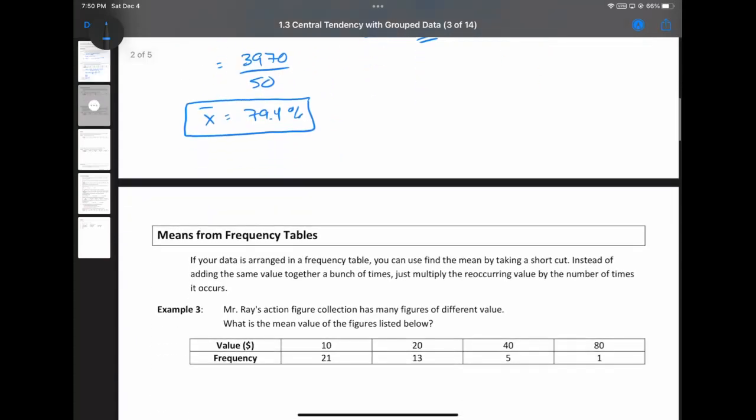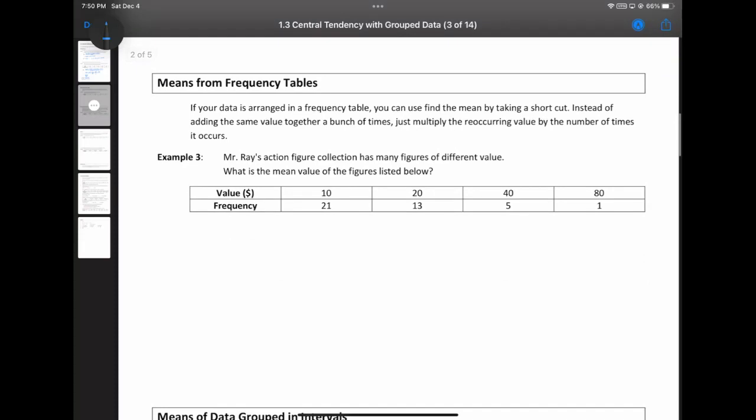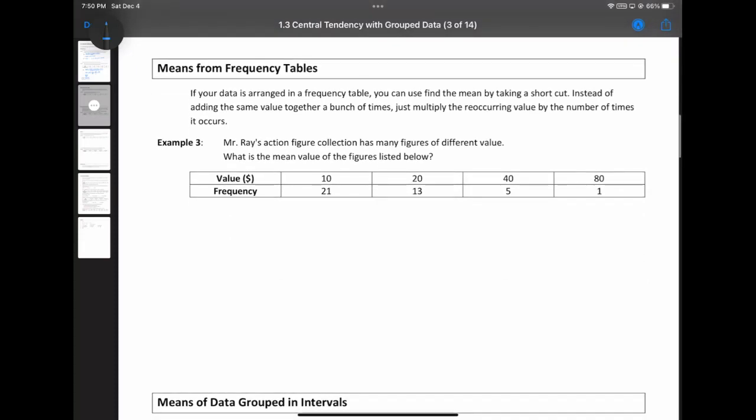Okay. If we want to find means from frequency tables. So here we have a frequency table. Now, a frequency table is really no different than giving a big list of numbers, except instead of writing out the same numbers over and over again, I can just tell you how many I have of them. So this represents some figures in my action figure collection. And I'll be honest with you, this is really just a small sample of my action figure collection. But anyway, here's some figures and the values of them.